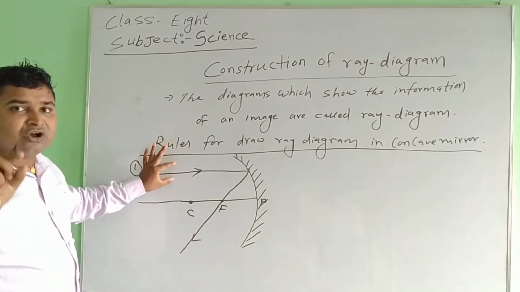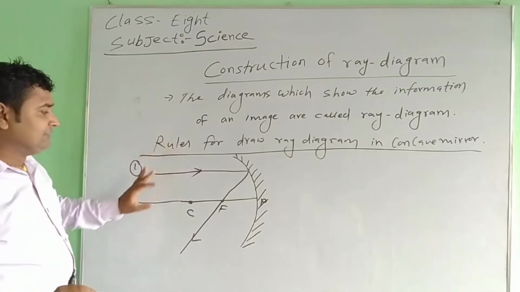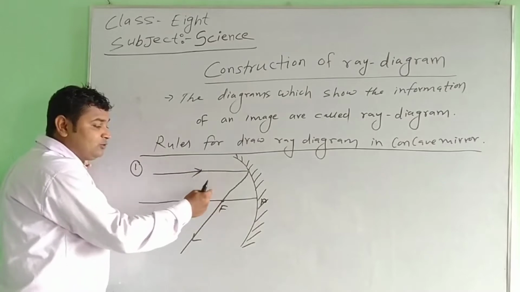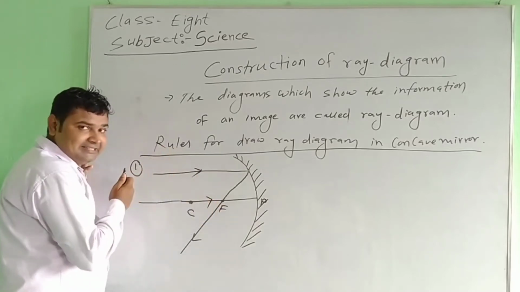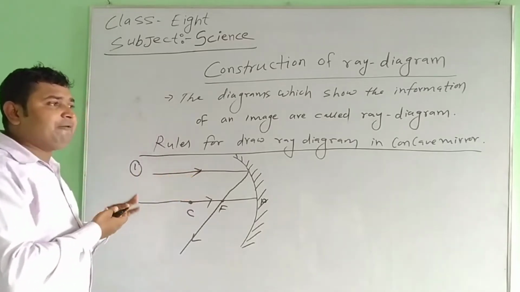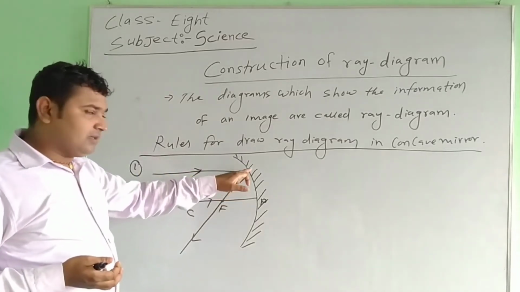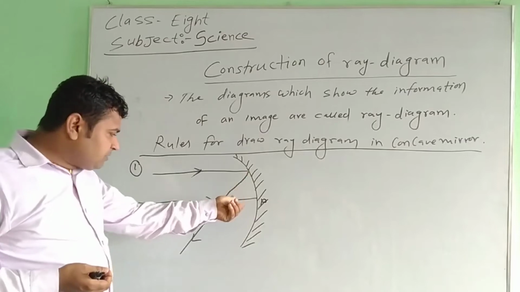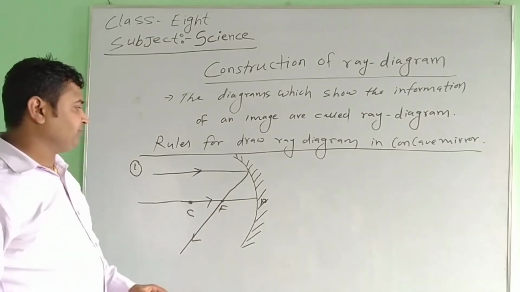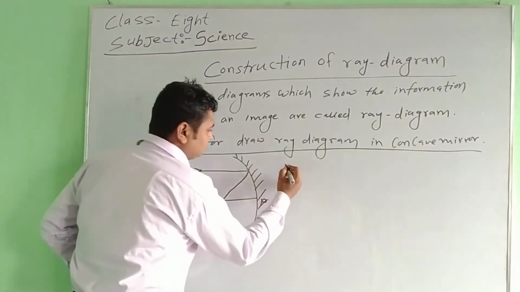Once again, what is the incident ray? The ray which comes out from the source of light is the incident ray. When an incident ray is parallel to the principal axis, after reflection the reflected ray must pass through the focus. First rule.